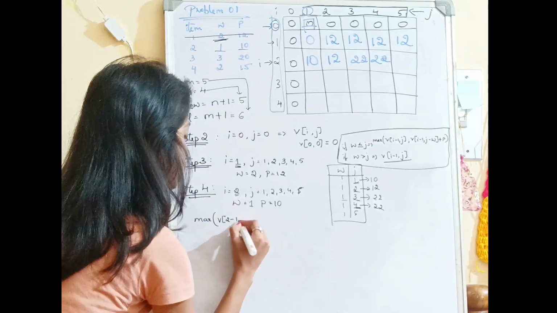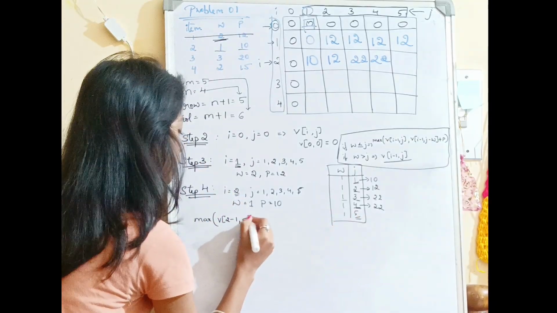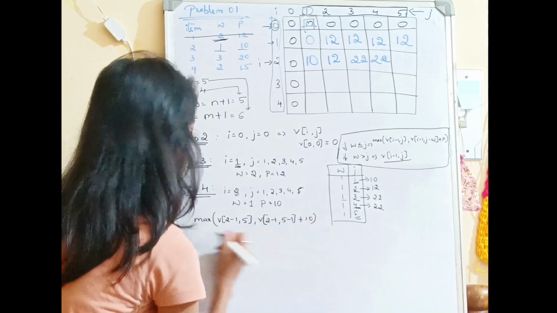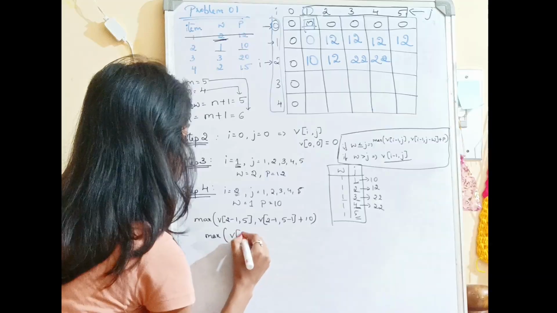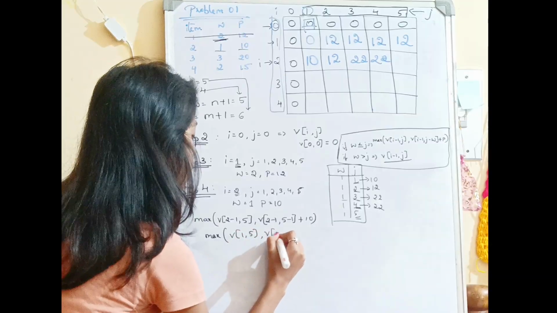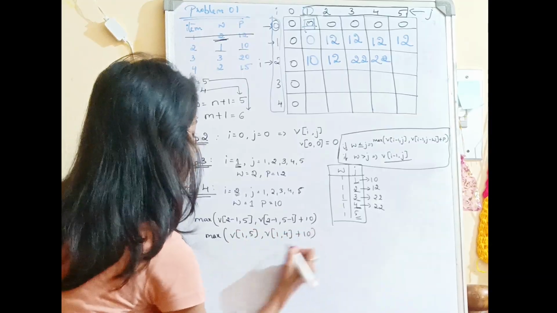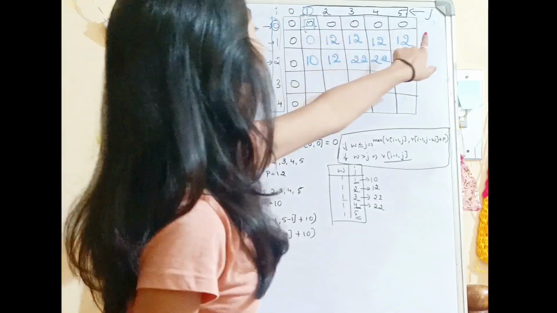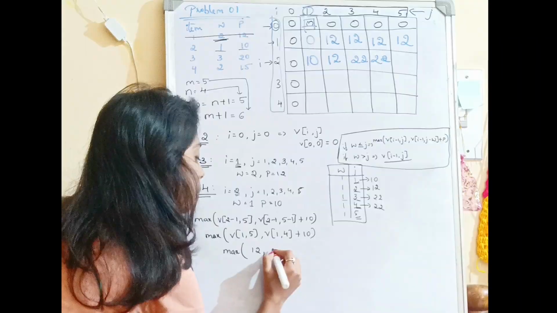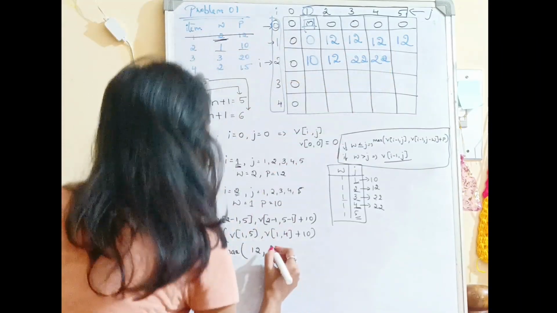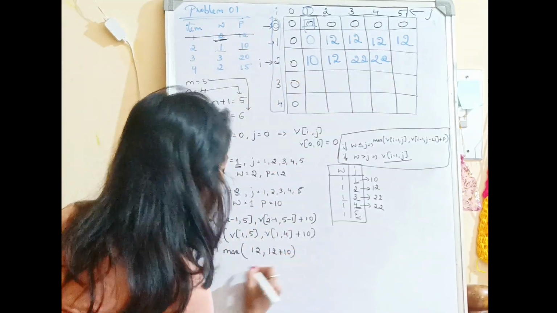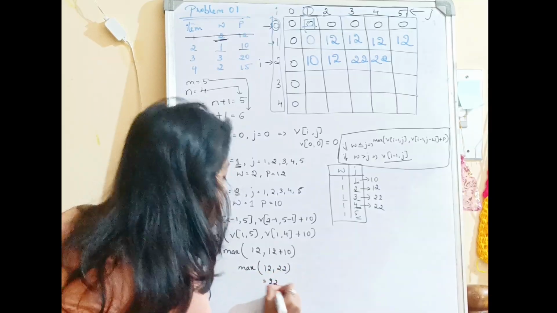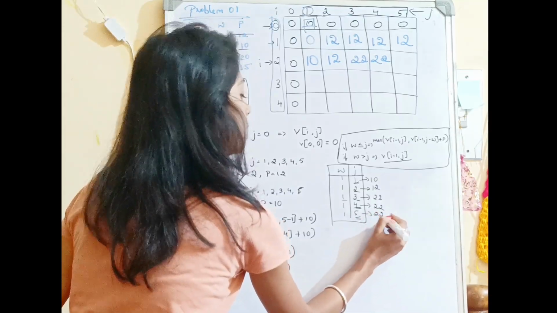So 2 minus 1 comma j is 5, comma v of 2 minus 1 comma 5 minus 1 plus 10. Maximum of v of 1 comma 5, comma v of 1 comma 4 plus 10. 1 comma 5 is 12, 1 comma 4 is also 12. So 12 plus 10 is 22. Maximum among 12 and 22 is 22. So here it is 22.